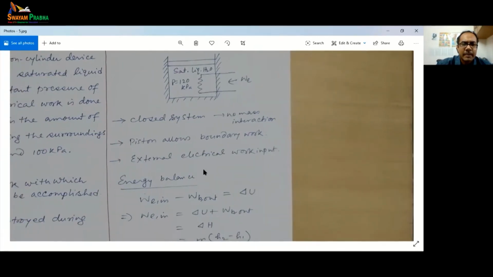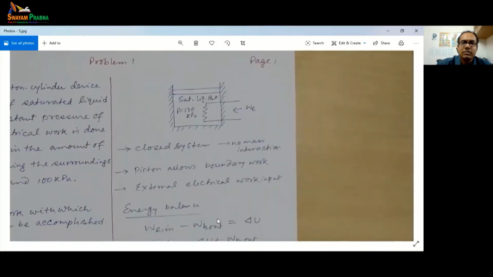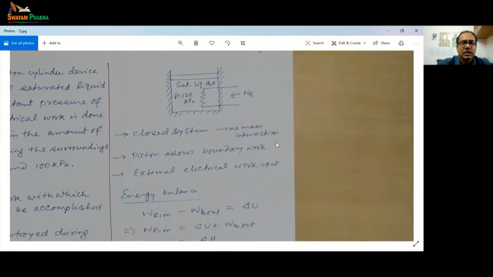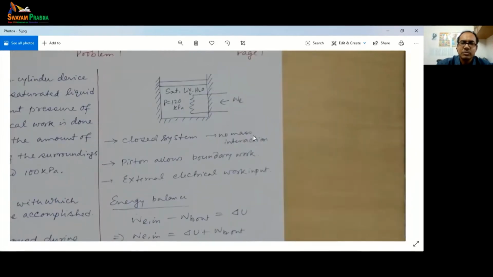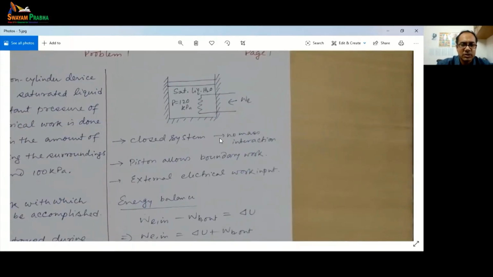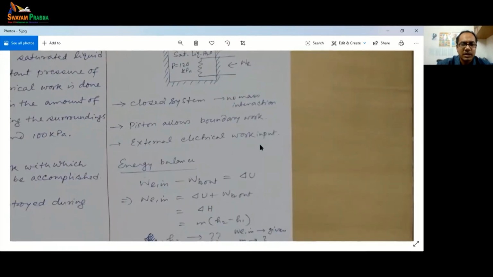Now the first thing: mass balance we don't require. There are three parts, as you have understood earlier: mass balance, energy balance, and entropy balance. Here we will do exergy balance, which is equivalent to entropy balance. Mass balance we don't have to do because this is a closed system and mass is not changing. So there is no question of mass balance.